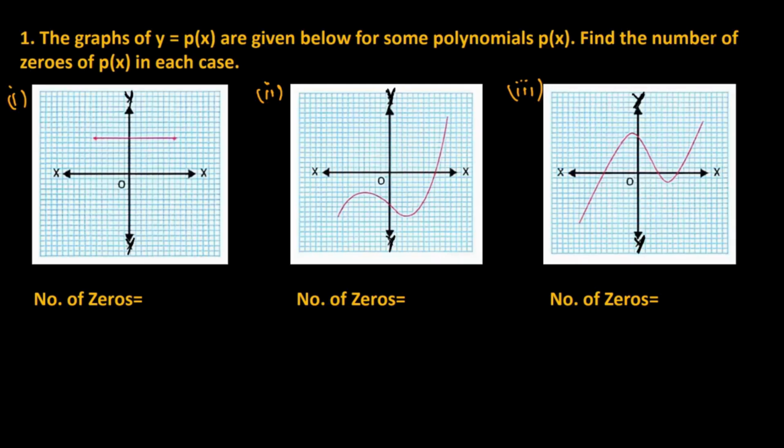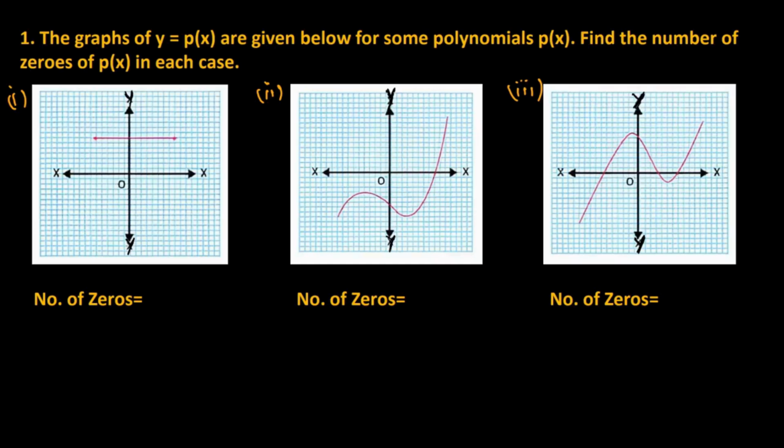Hi everyone. Let's start our first problem in exercise 2.1. The graphs of y equals p of x are given below for some polynomials p of x. Find the number of zeros of p of x in each case. Let us look at the first problem.